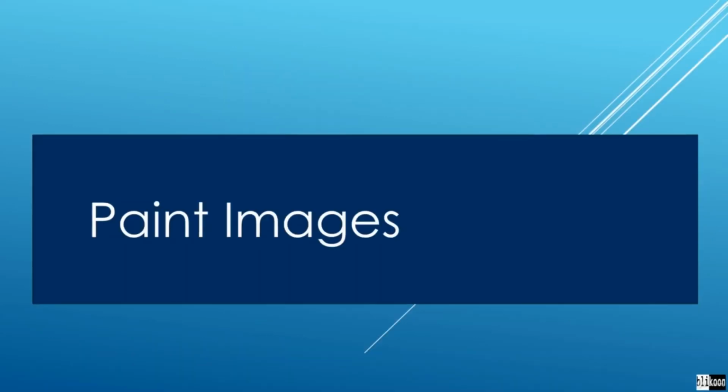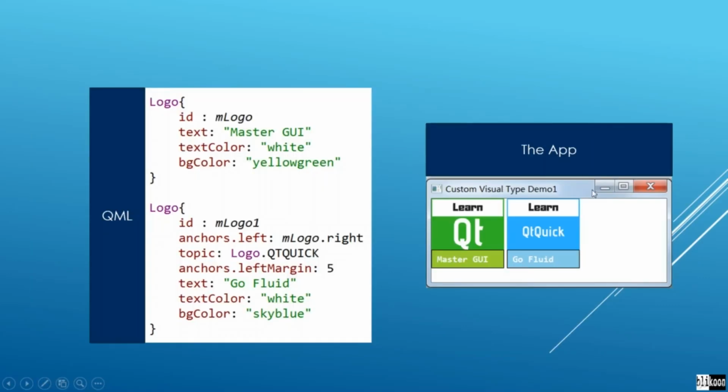In this lecture, we're going to create our own C++ visual types by painting on images. Here is what we want to do. On the Qt Quick side, you see that we have two images here. These are things we want to draw. You see we have a Qt one and we have another for Qt Quick. The Qt image is green and the Qt Quick image is blue.